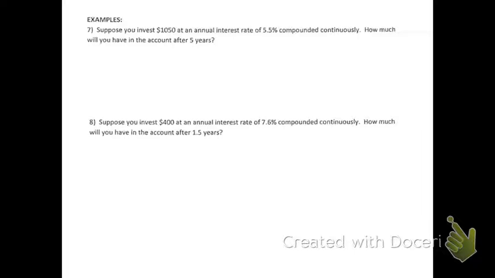So suppose you invest $1,050. So this is what it's going to look like. That goes there. And it's continuously compounded, so I have e here. It's an interest rate of 5.5%. So if I have 5.5%, we move the decimal twice, and so as the rate, that turns into 0.055. That's r right there. And then for time, it tells us 5 years. So another 5 right there.